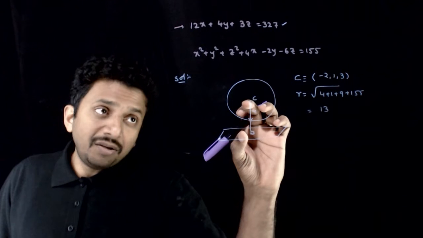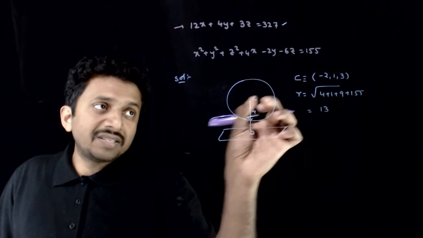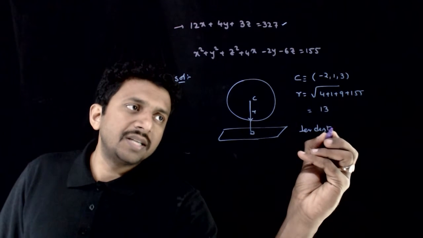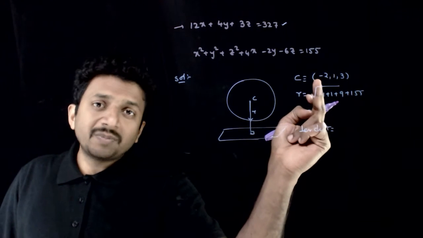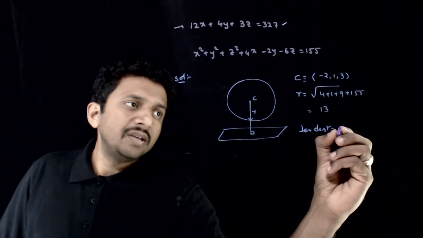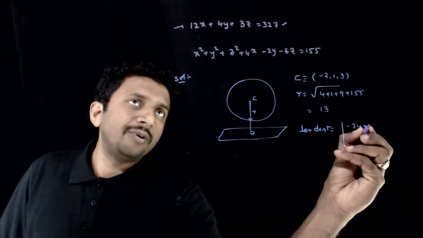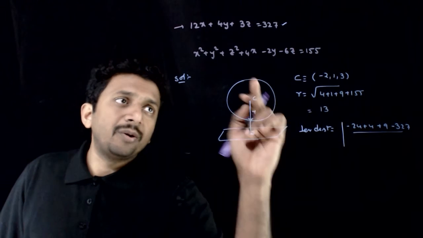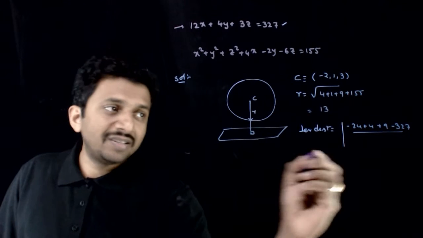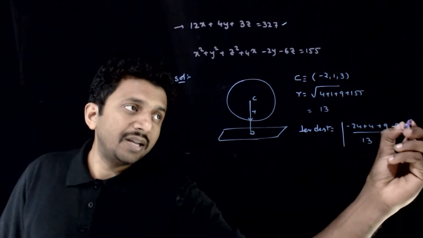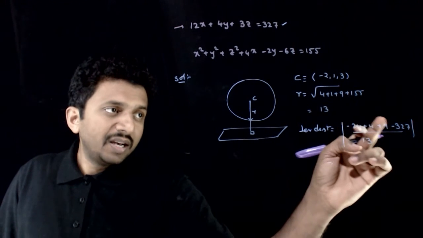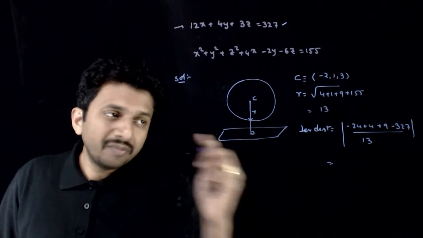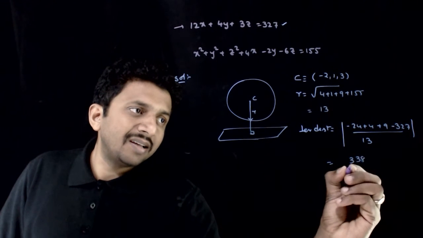And finally, you need the perpendicular distance from the center onto this plane. The center is (-2, 1, 3). Just need to substitute this in the plane equation. So you get mod of -24 plus 4 plus 9 minus 327 by root of 12 square plus 4 square plus 3 square, which is root 169, equal to 13. That is equal to 9 plus 4 is 13, minus 24 is minus 11. So you get 338 by 13.